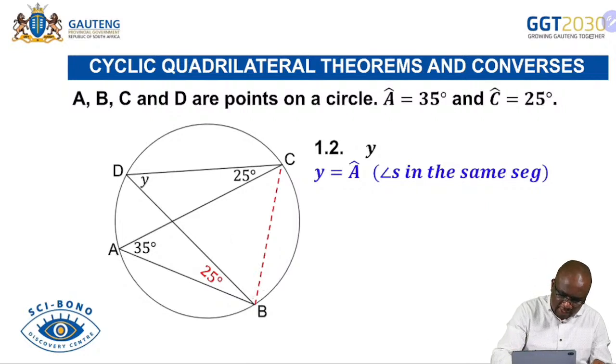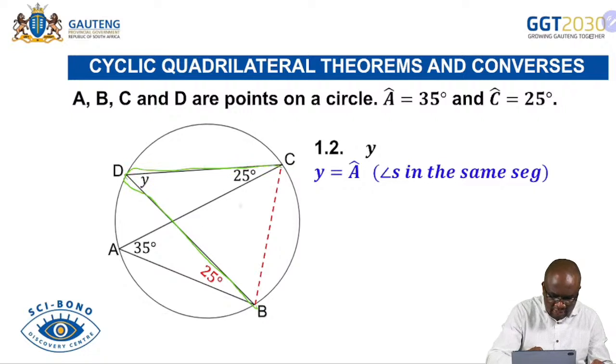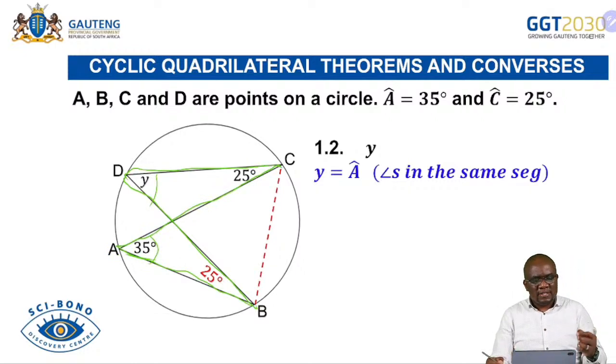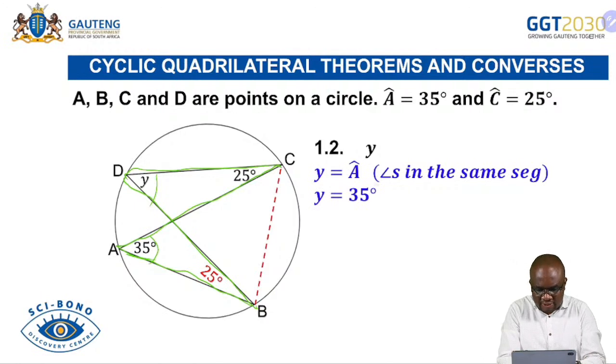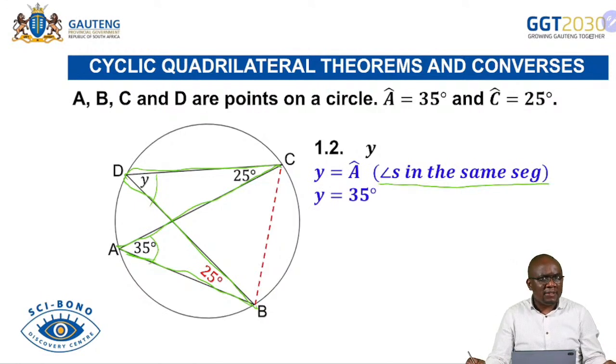Do you see that? This angle is equal to this angle. Do you see this? They are angles in the same segment. So Y is equal to 35. Y is equal to 35. Angles in the same segment.